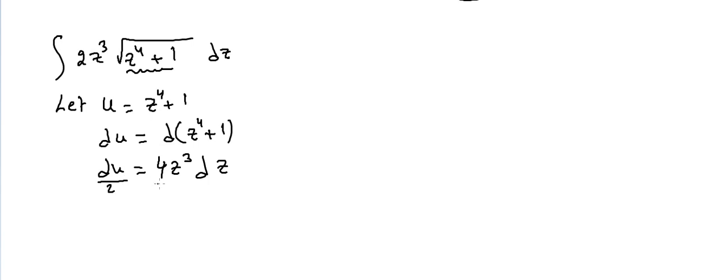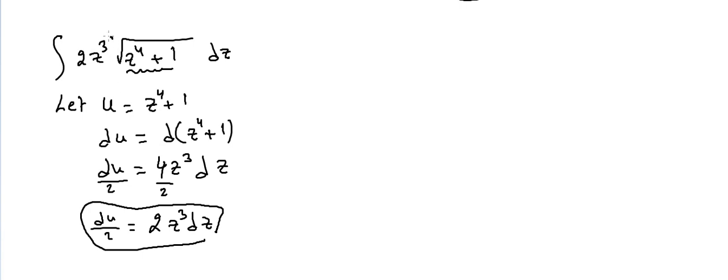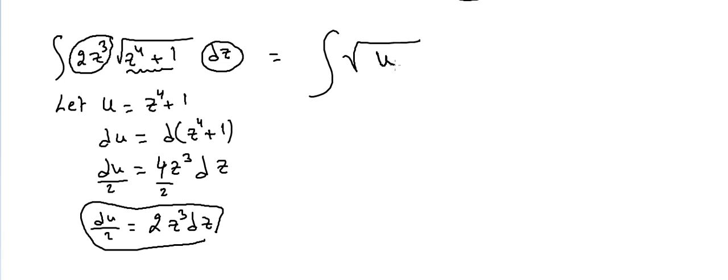Let's divide by 2 both sides to get du over 2 equal to z power 3 dz, because that's what I want, right? 2z cube dz is equal to du divided by 2. This means it's the integral of the radical. What is that? It's u, which I supposed here, times directly du divided by 2. Since it's constant, let me take the half, which is divided by 2, outside.